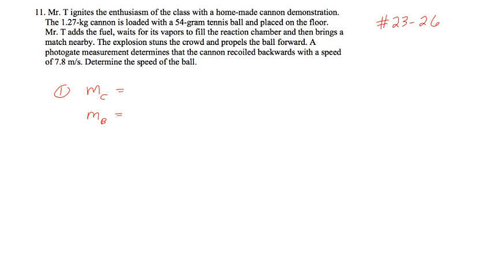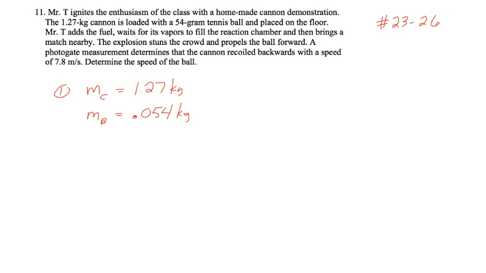So the mass of the cannon was given in the problem as 1.27 kilograms. And the mass of the ball was given in grams. So since I've already written my cannon in kilograms, I'll use kilograms as my unit. If I write that in kilograms, that would be 0.054 kilograms. So there's the mass of the cannon and the mass of the ball.